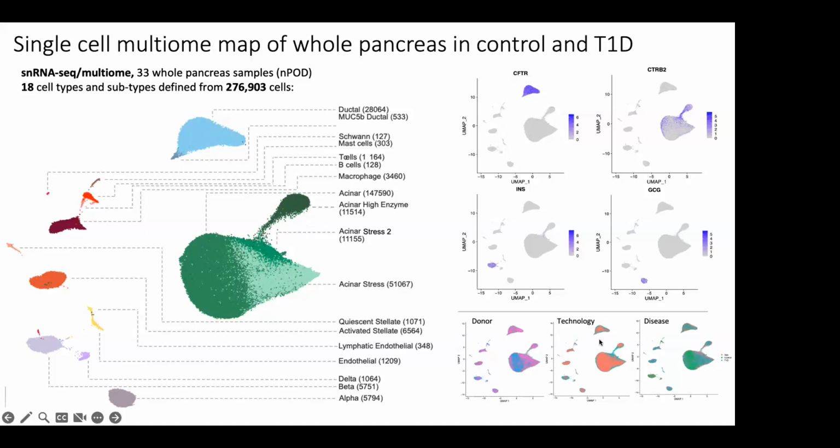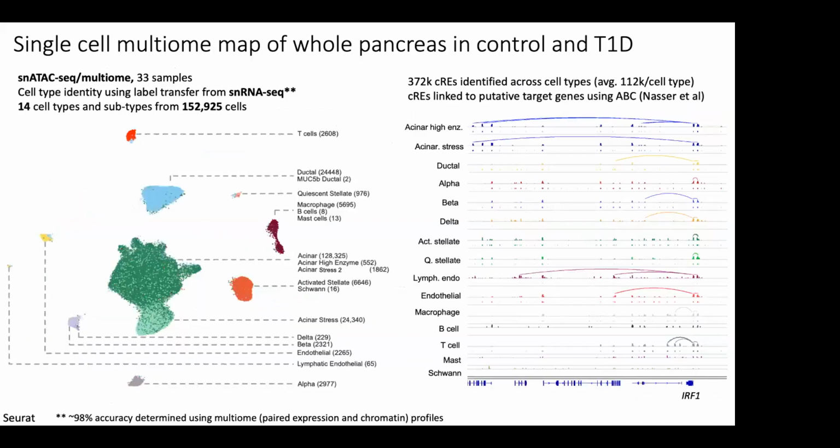On the bottom right, this is showing you, since we're generating data from a large number of samples, integrating all these data to define cell types is a major aspect of the data analysis. So this is showing you different characteristics of the data to demonstrate that it's well integrated across different donors, different technologies, because we have some RNA-seq, some multi-omic data, and then also different disease states. And so that demonstrates that there's not massive heterogeneity in terms of any of these variables in terms of defining the cell types in these data. So that's the RNA map, right? So that gives us gene expression profiles in each cell type.